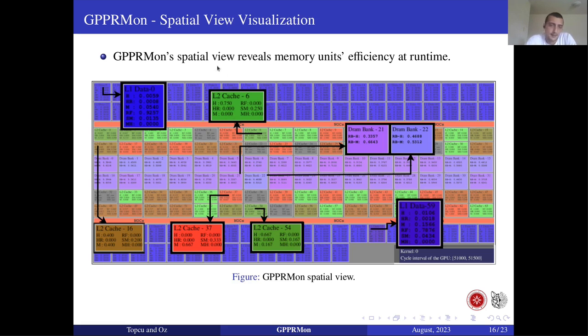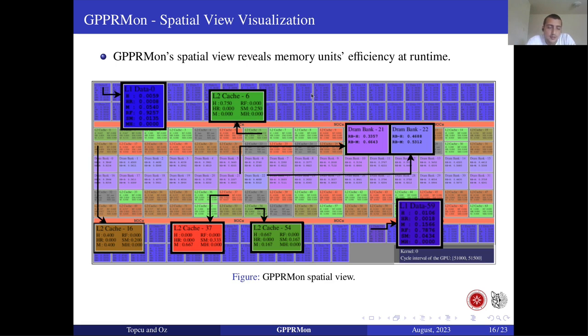This is the spatial view of the GPPRMon. The spatial view shows the memory access utilization of each memory component separately. For example, this is a GV100 memory hierarchy visualization. Inside this hierarchy, there are 80 L1 data caches, there are 32 memory partitions, and inside these memory partitions there are two L2 caches and DRAM banks.